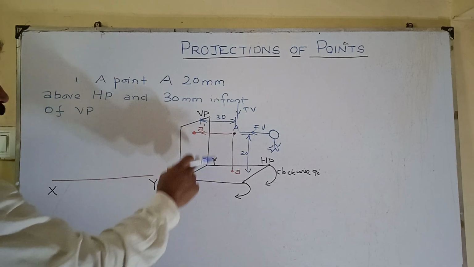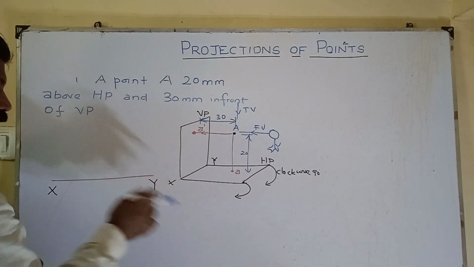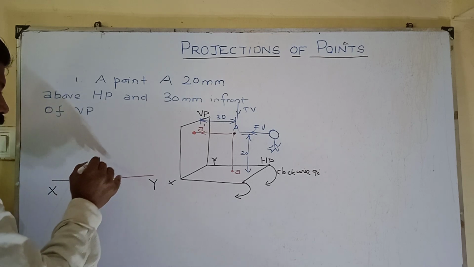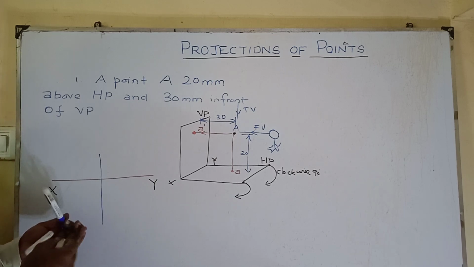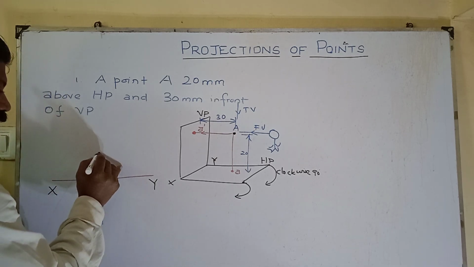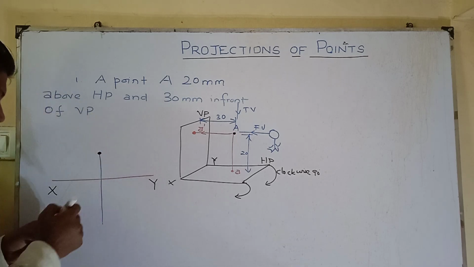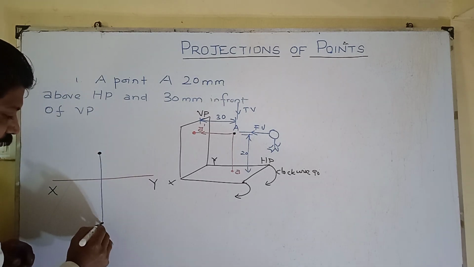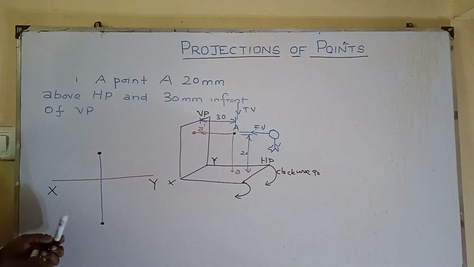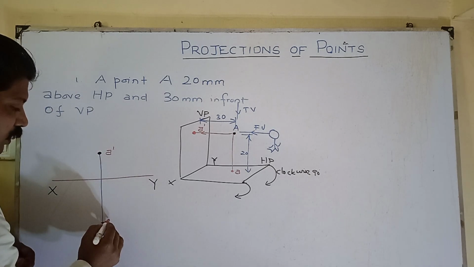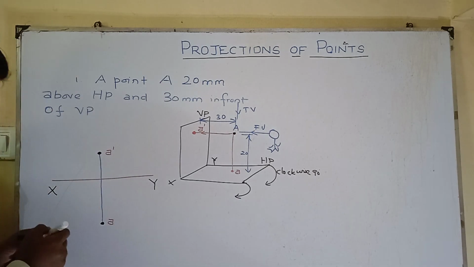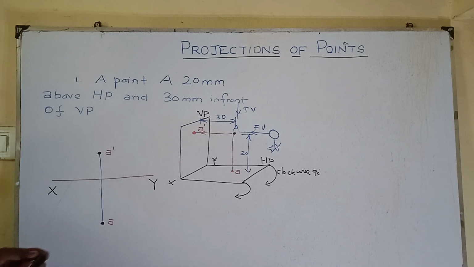After that, 20 mm above, 30 in front. Using a scale, measure the distance 20 mm above and 30 in front. Mark the front view as a dash, and the top view as a. The front view is always represented by a small letter with a dash, and the top view by a small letter. These letters and numbers are always written using an HB pencil.